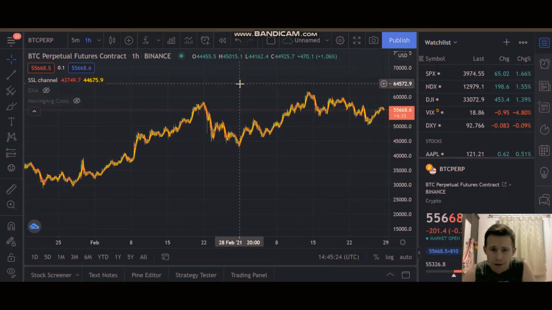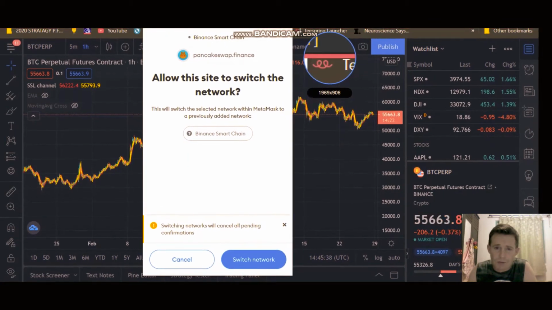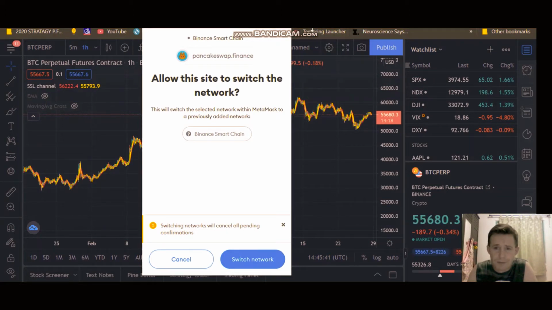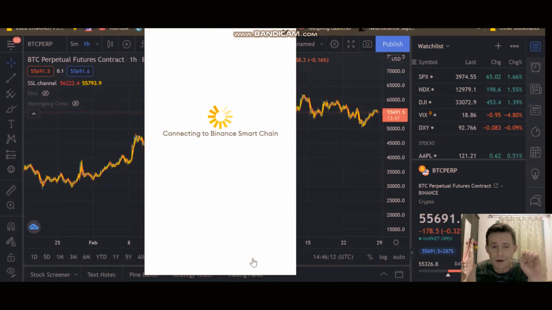Get an account with Binance. First thing, set up a MetaMask wallet, which is here. I have to switch network. Okay, Binance. MetaMask mainly works on Ethereum, the blockchain, the ERC20 tokens, but it also now has incorporated the Binance Smart Chain, which is very good for a chap like myself because it makes the fees very low.